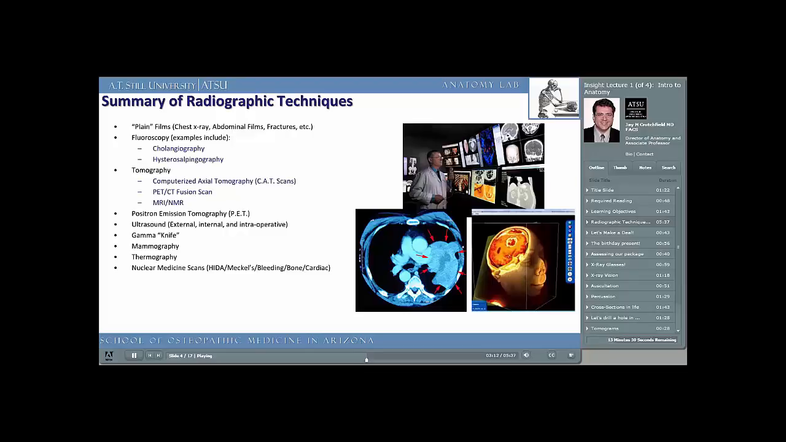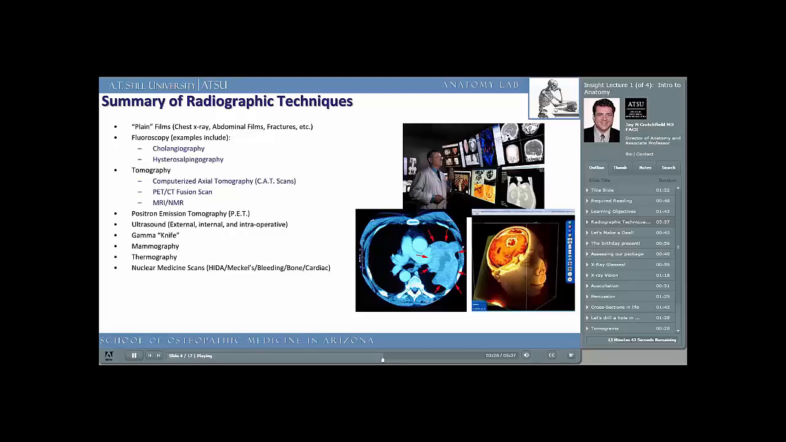A bleeding scan to look for occult gastrointestinal bleeding. A bone scan to look and see whether a cancer has spread to the bones. And a cardiac scan, an imaging study used to assess the functioning of the heart.